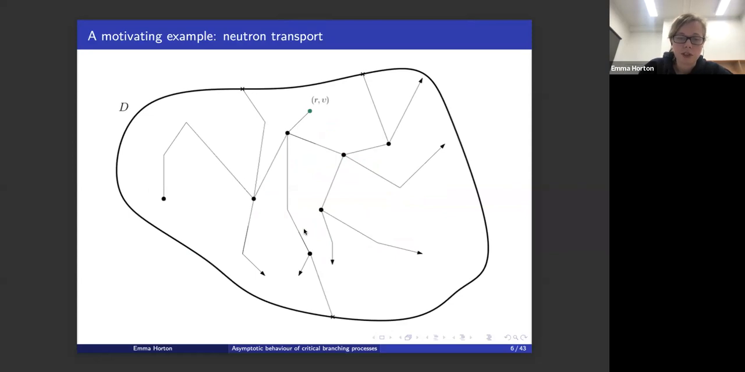And so this is just a small picture of a typical neutron branching process. You start with a single particle here, and then a fission event occurs, it releases more neutrons. And you can see scattering events here and absorption at the boundary.